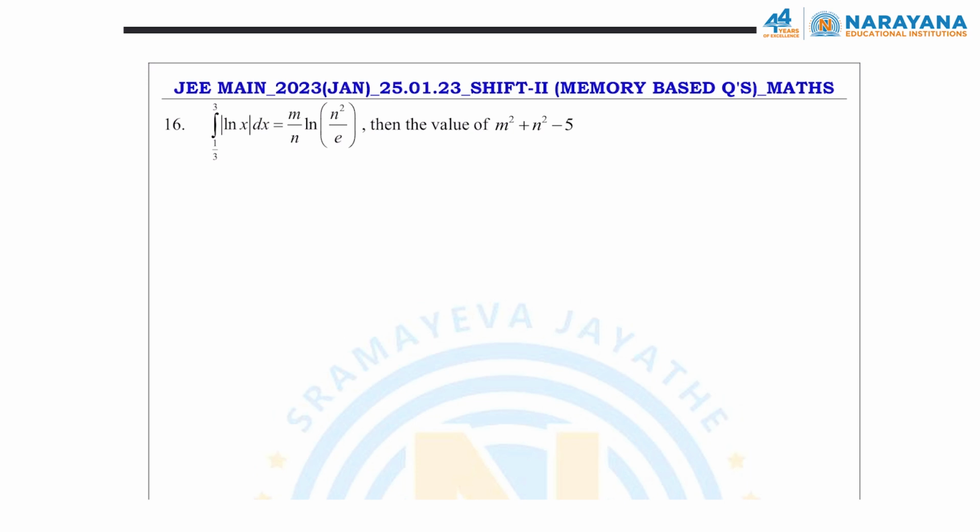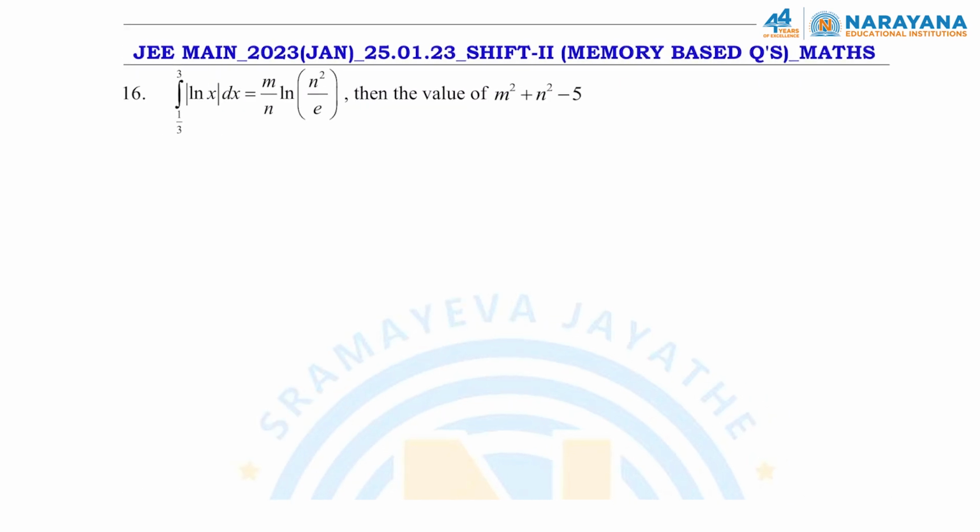Next, here it's given the integral from 1 by 3 to 3 of mod ln x dx. Since mod is involved, we have to open that modulus. When we are opening the modulus, we have to see when ln x is positive and when ln x is negative. So ln x greater than 0 implies x should be greater than 1. Ln x less than 0 implies x is less than 1. So this I have to break like this.